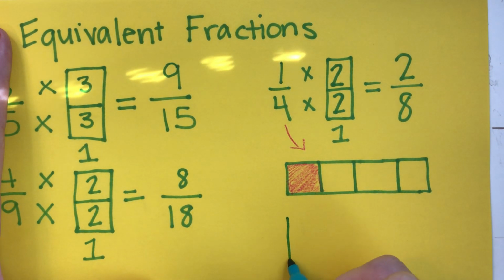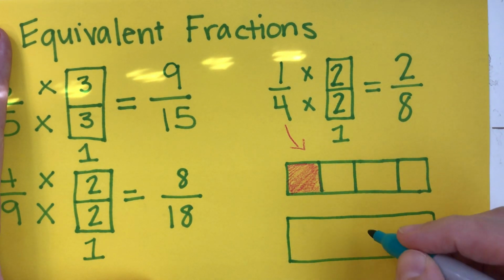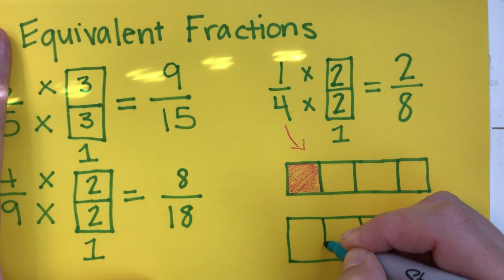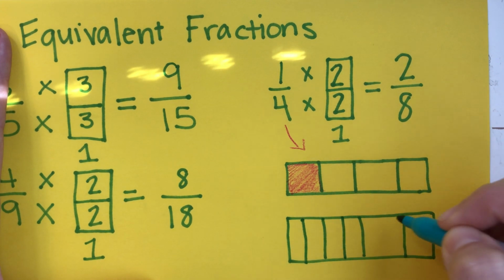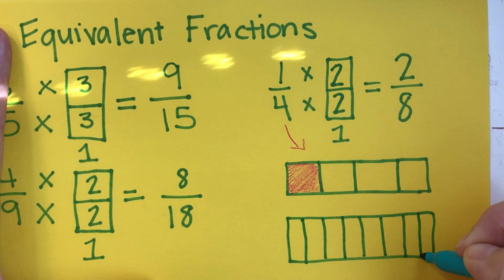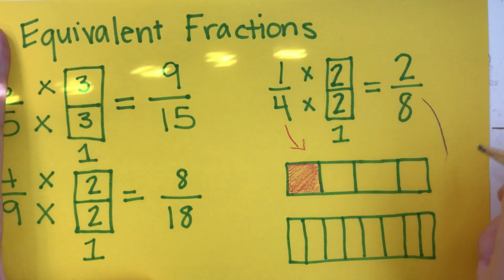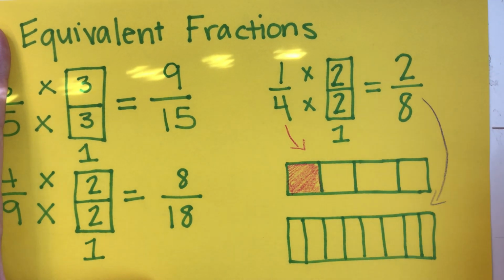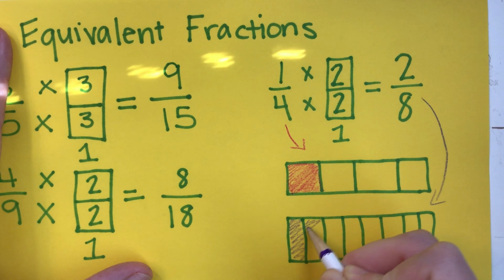Next, I'm going to draw the same size bar, showing that we have equal pieces, and I'm going to divide it again. But this time I'm going to divide it into 8ths. When I look up at my fraction, my equivalent fraction is 2/8. So I'm going to take a different color this time, and I'm going to represent this fraction down here with 2/8. 1, 2.